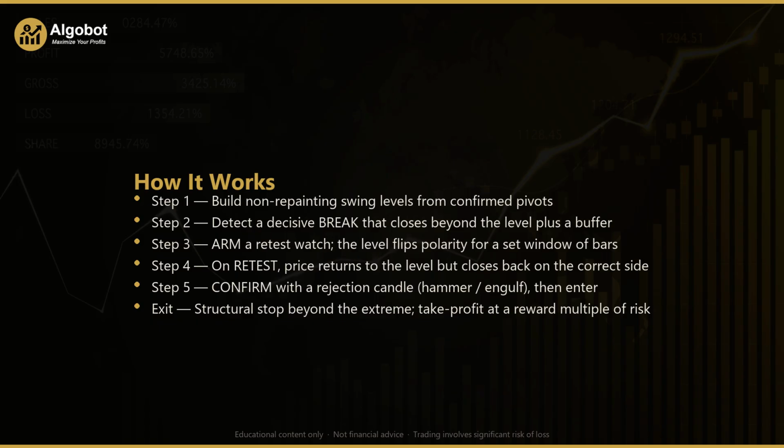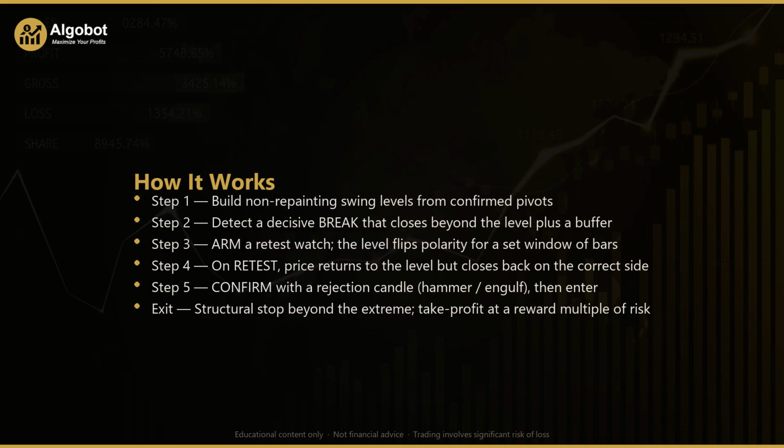Next comes the break. For a long setup, the EA signals a break when a closed bar finishes above the swing high resistance by more than the break buffer, measured as a fraction of the swing range. The previous bar must have been at or below that threshold, so the strategy arms exactly on the crossing. The moment this happens, that resistance flips to support, and the EA arms a retest watch that stays valid for a limited number of bars set by the expiry parameter.